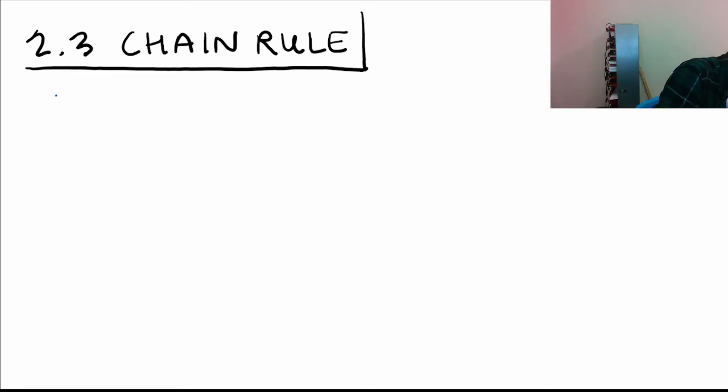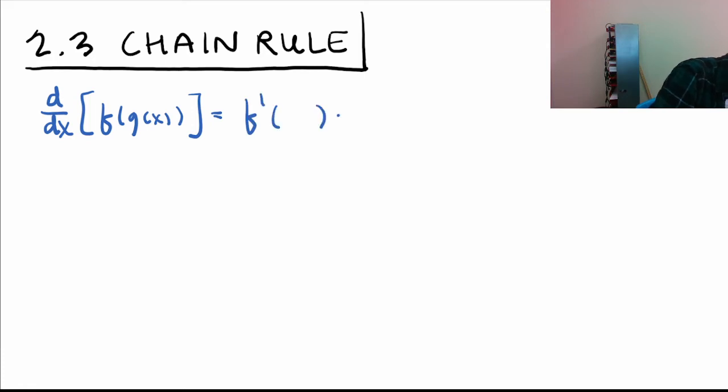So I'm just going to give you the chain rule right here: the derivative of f of g of x is we take the derivative of the outside while leaving the inside the same and then multiply by the derivative of the inside.